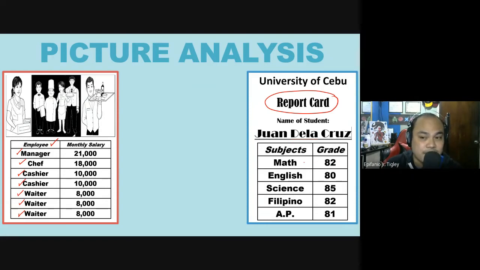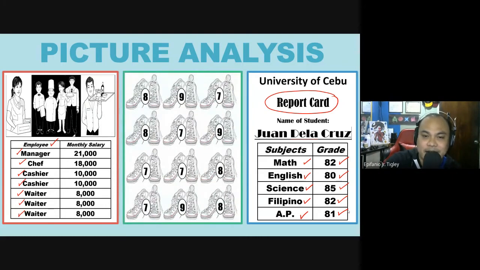The subjects are math, English, science, Filipino, and Araling Panlipunan. And their grades are 82 for math, 80 for English, 84 for science, Filipino, that's 82, Araling Panlipunan, that's 81. That is picture number 2, about the grades of Juan de la Cruz in 5 subjects. Let's have the last picture.